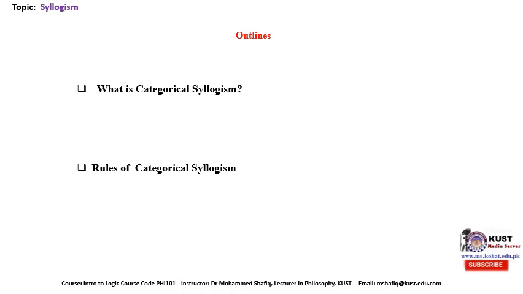Now, in the previous lecture we discussed what is categorical syllogism briefly, and just to recap, I want to tell you again that syllogism is a deductive argument which consists of only two parts, where there are two premises and one conclusion. And the categorical syllogism is that syllogistic argument which contains categorical propositions. Now, what are the rules of these categorical syllogisms? We'll discuss these now. Let's move on.